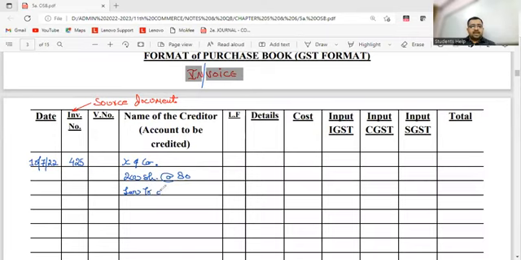100 trousers at the rate of 40 each. What is 200 into 80, children? 1600 or 1000? 1600? 1000 hoga bhai. And 100 into 40 is what, children? 4000. We'll be drawing a line below this. What is 16,000 plus 4,000 making up? 20,000. Supposingly, question says that there is 10% trade discount.